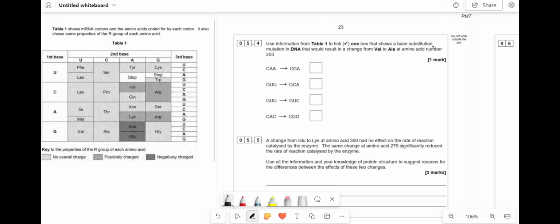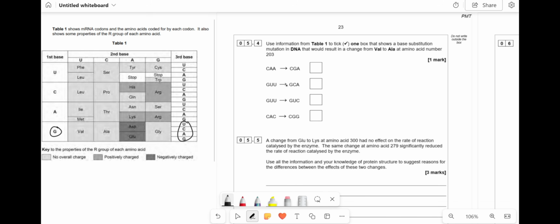Use information from table 1 to tick one box that shows a base substitution that would result in Val-Ala at this amino acid number 203. So then we look here, we've got Val-Ala here, but the problem is that if we swapped U and C, then it's different, because it doesn't matter what these and these you have, it's U and C that switch.